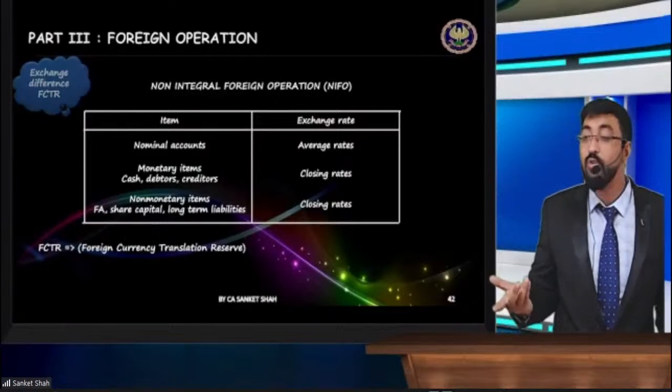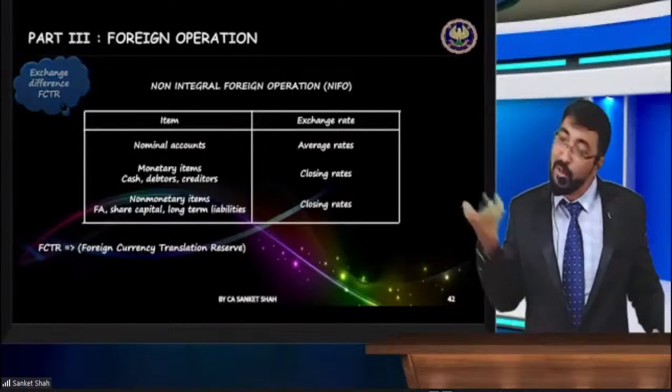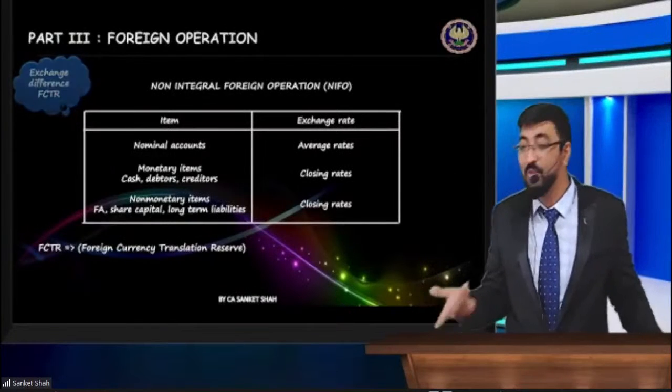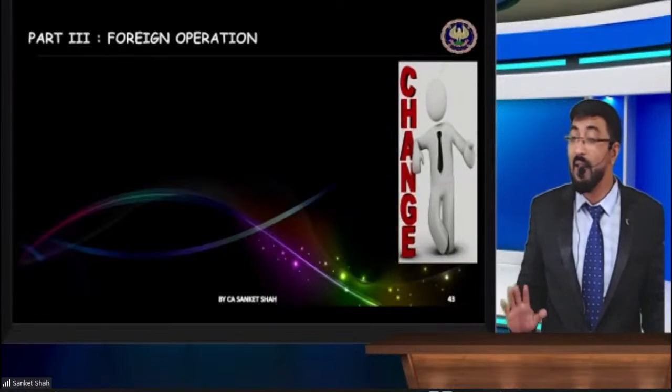Okay, stock is also at closing rate na beta, stock is also at closing rate. Someone is asking, sir, non-monetary item, it is at closing rate only. It's so simple.